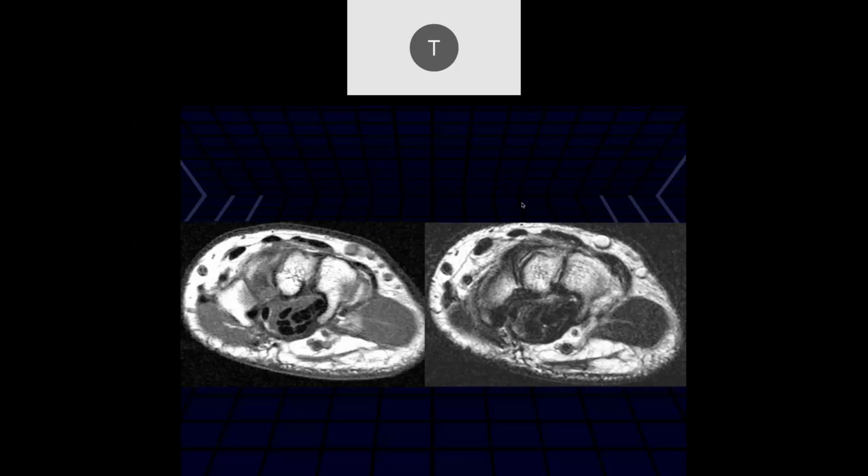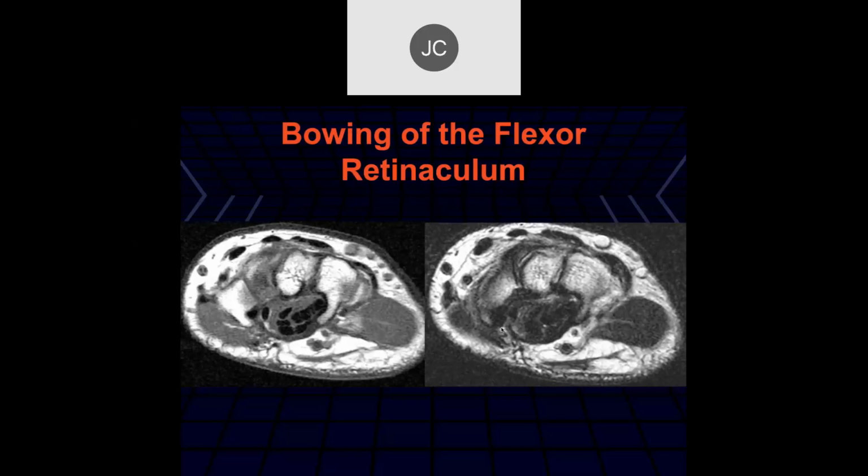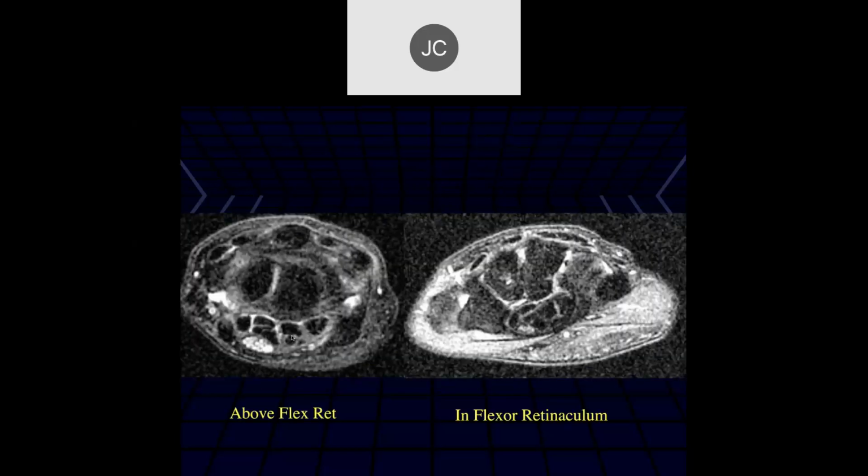Definitely looks like we have bowing of the flexor retinaculum and some flattening of the median nerve. A little bit of increased synovial thickening here around the tendons. This is a very old study, and this just shows bowing of the flexor retinaculum. And this is a patient who also had symptoms of carpal tunnel disease.